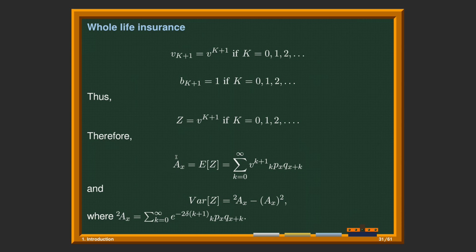Take note of the absence of the bar on top of capital A. That would mean that the insurance is payable at the end of the year of death. And the variance will also be written this way. And then this would be the second moment of Z, and we can again use the rule of moments. So the e to the delta is going to be replaced by e to the delta k plus 1, which will now be replaced by e to the negative 2 delta times k plus 1.